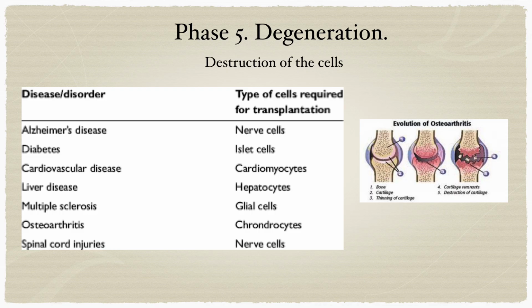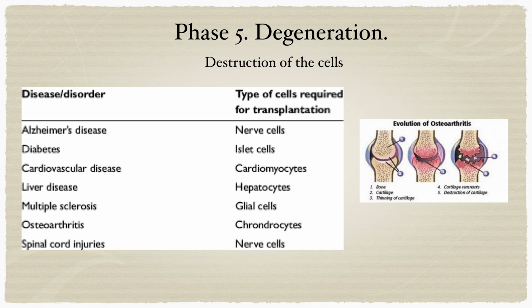So this is the degeneration phase. You've got the toxins inside the cells, and really after a while they can't deal with it. And also there may be more toxins coming in, and the body just goes, I'm overwhelmed. So you've got all these diseases, disorders, and then they're talking about the types of cells required for transplantation. When really, actually, if you cleaned the whole problem of the toxins up, you wouldn't have to do this.